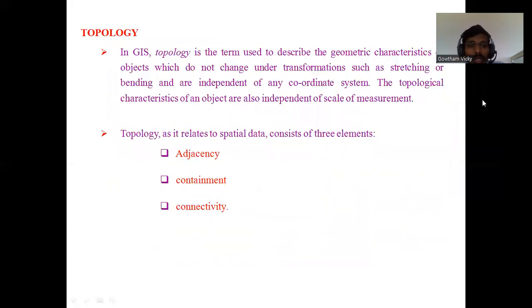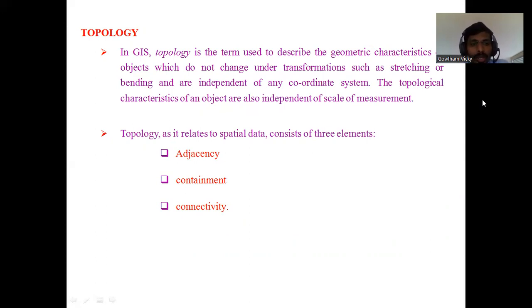In other cases, topology can relate to spatial data and consists of three elements. These are the three very important elements of topology: adjacency, containment, and connectivity. Topology is a term used to describe the geometric characteristics of objects that do not change under transformation, such as stretching or bending, and are independent of any coordinate system. The topological characteristics of objects can also be independent of the scale of measurement.